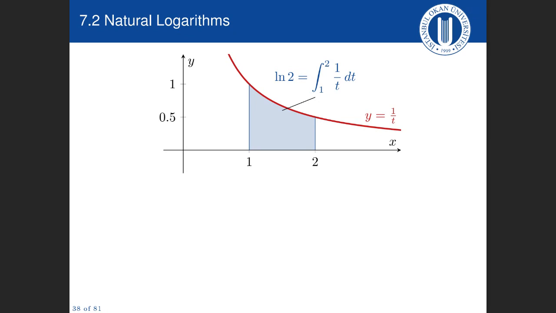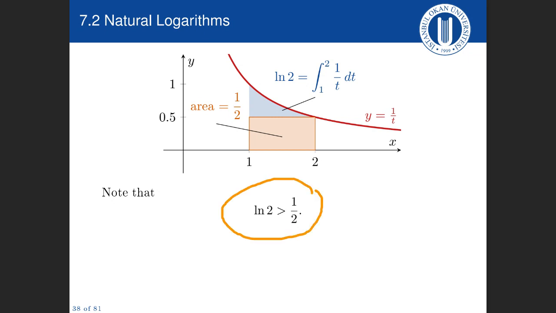Now, remember, what does ln 2 mean? ln 2 means the area underneath the graph of y equals 1 over t between 1 and 2. And I can see from this picture that this blue area must be bigger than a half, say, because the area of this orange region is a half. So just from looking at this picture, I can say I must have ln 2 is bigger than a half.